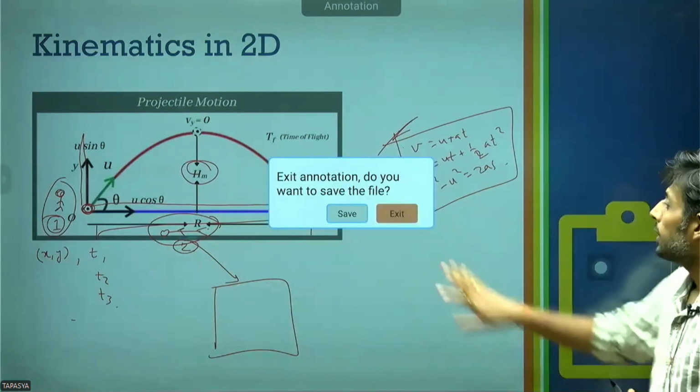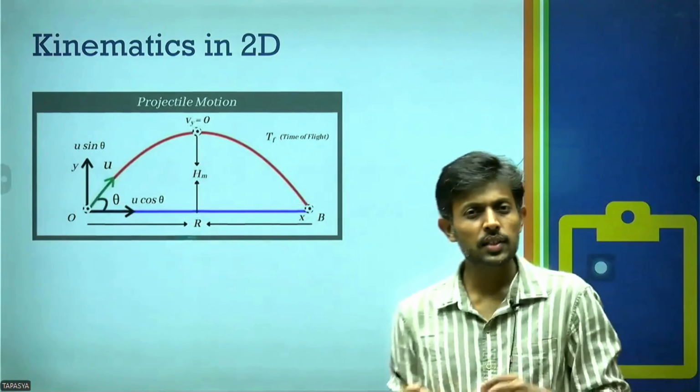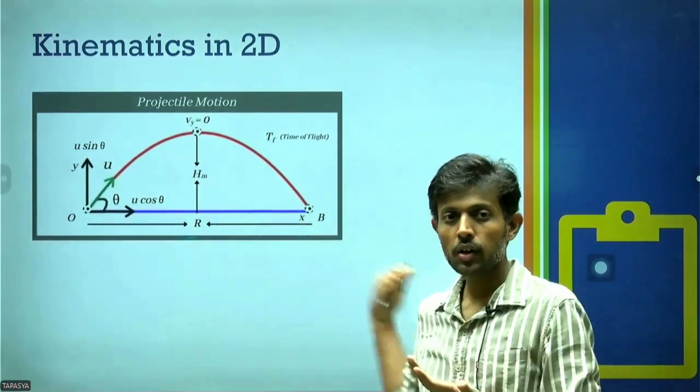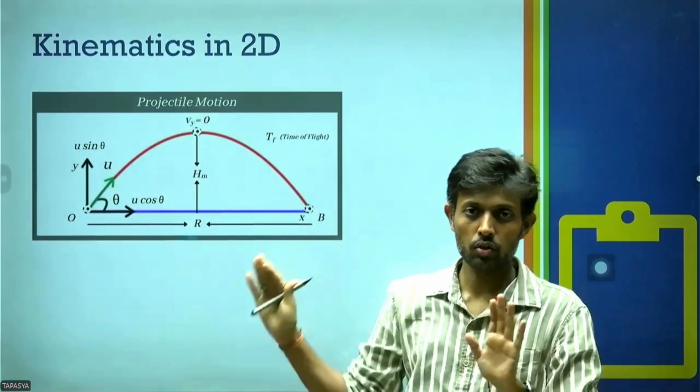So what did we learn? Two-dimensional motion is just one-dimensional motion two times. One horizontally, the other vertically. That's all. Okay.